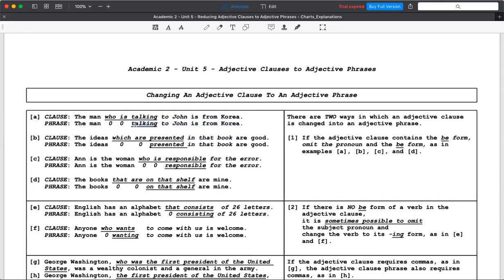So "talking to John" is a phrase. I eliminate the pronoun and the verb be, and the rest of my verb is in the -ing form. The second sentence is considered a phrase. So there are two ways an adjective clause can be changed into an adjective phrase. Make sure that you have the -ing form. If it is the -ing form, that's okay.